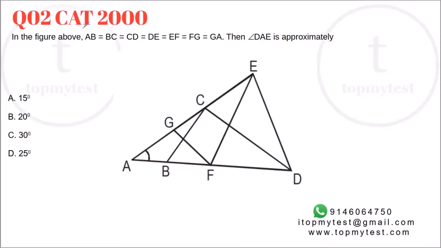The next question is from CAT 2000. Right. It says in the figure above, it should have been above, but yeah. In the figure, AB is equal to BC is equal to CD is equal to DE is equal to EF is equal to FG is equal to GA. Then DAE is approximately how much?